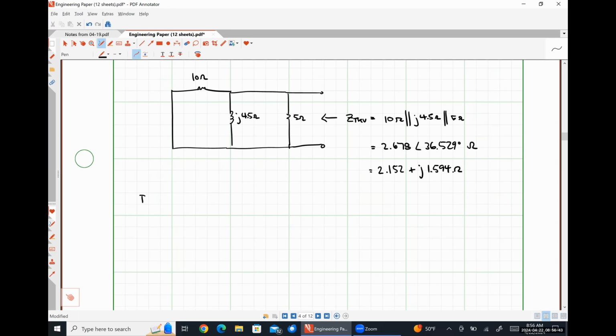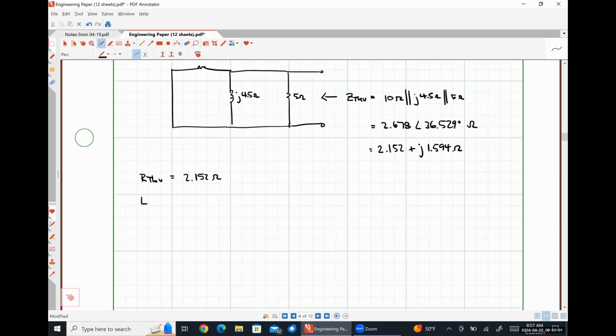So from this, what should R Thevenin be? 2.152 ohms. What should our Thevenin inductance be? Notice that the assumption of an inductance was correct here because our reactance is positive. For what it's worth, if we only have resistors and inductors, it will always be positive.